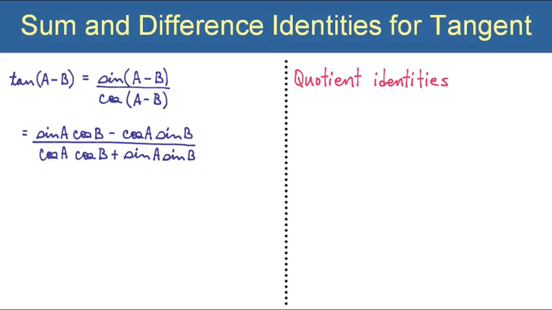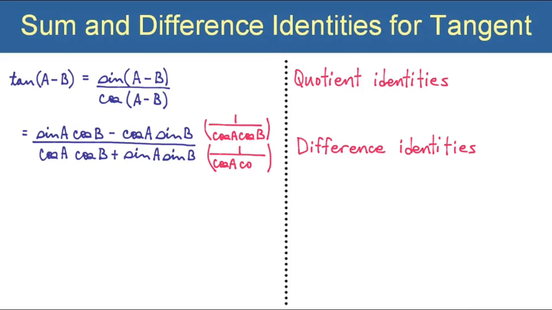Now, I need to get this simplified somehow, but you cannot cancel anything here because I don't have anything that's a factor of the whole top or a factor of the whole bottom. So in order to create something that can be simplified, we're going to do something that you might not ever think to do. And that is, we're going to multiply top and bottom by 1 over cosine A cosine B. I know it seems weird at first, but you're going to see it's going to do something nice for us.